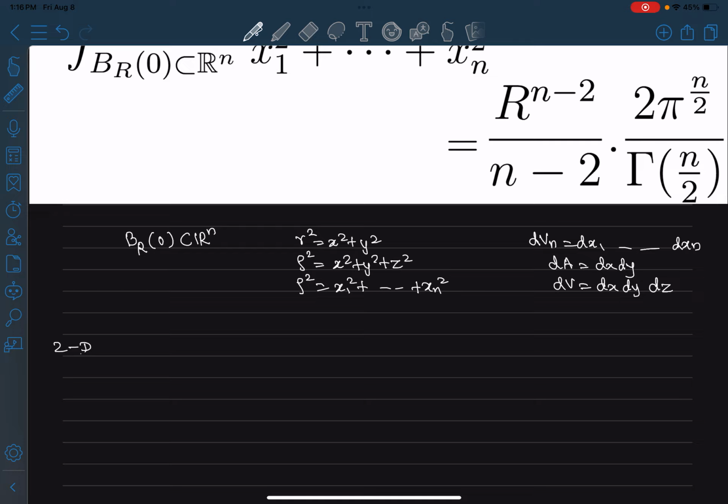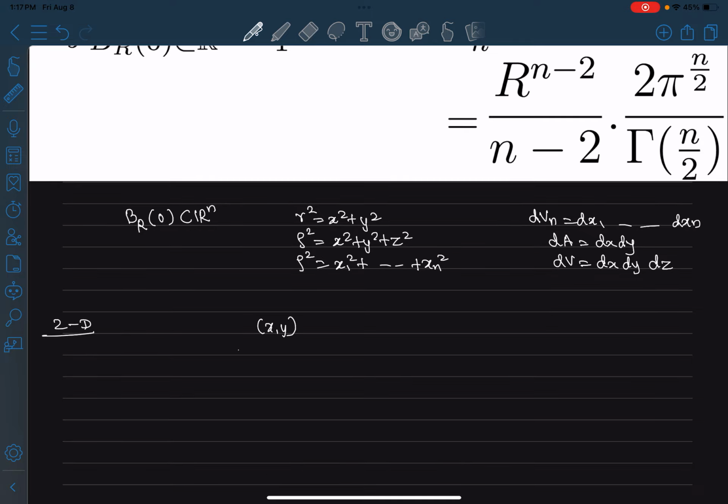So in 2D, in the normal Cartesian coordinate system, we will just have x, y, right? In that case, our dA is just dx dy. But we also have the polar coordinate system, which you can see as the 2D spherical system, where you have this radius r, let's say, and here the angle theta. So you have these two quantities, r and theta, to parameterize this whole circle.